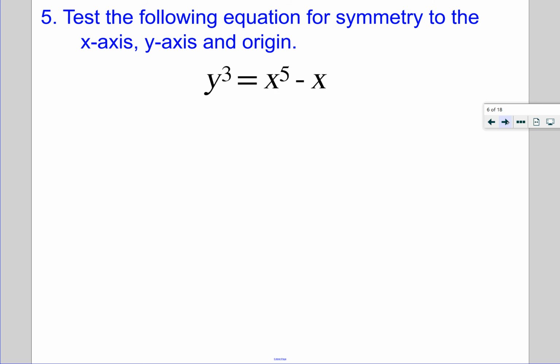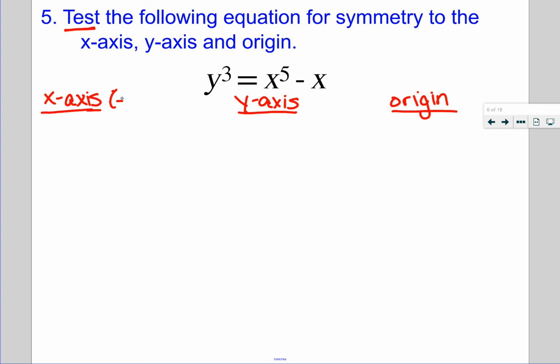Problem number 5. This is a test problem for symmetry. So make sure, again, you're showing all the work. This is a proof. This should be a 3-column proof. Testing for symmetry to the x-axis, the y-axis, and the origin. To test for symmetry to the x-axis, we substitute in -y. To test for symmetry to the y-axis, we substitute -x. And to test for symmetry to the origin, we sub in both -x and -y.